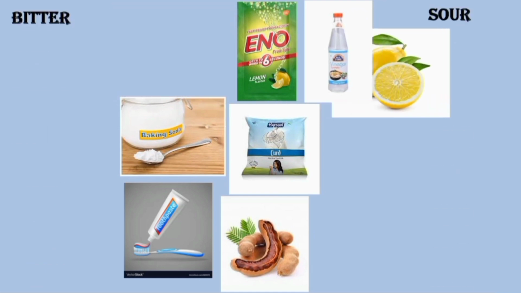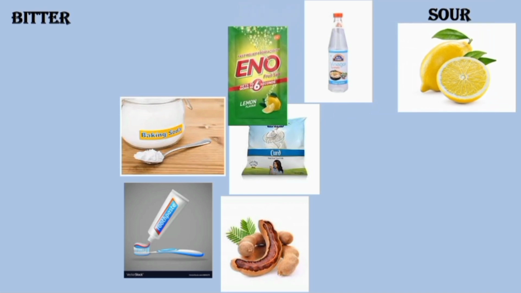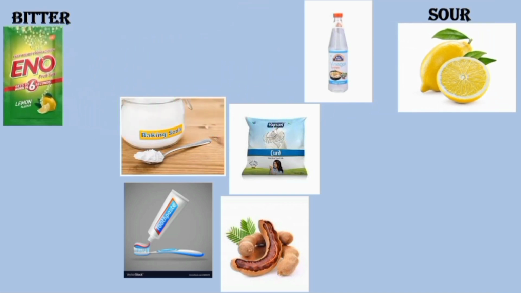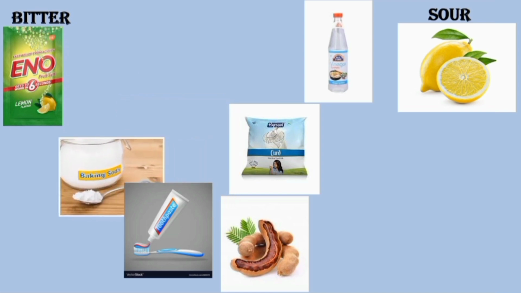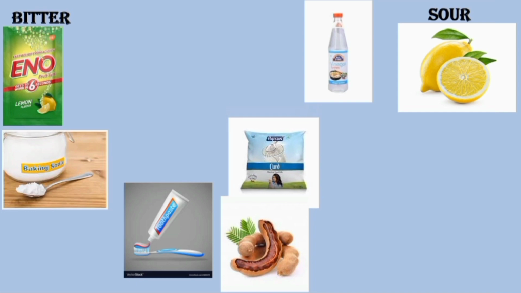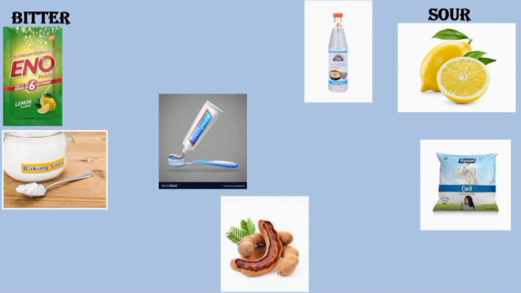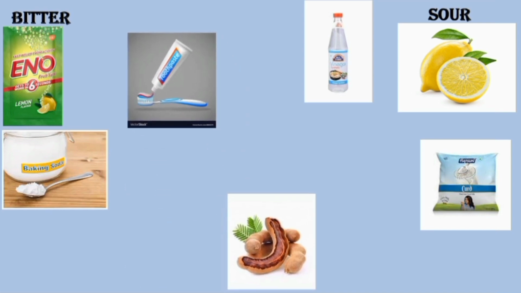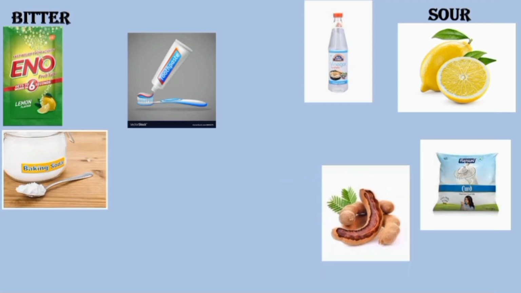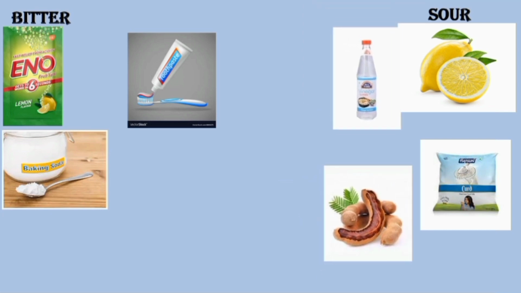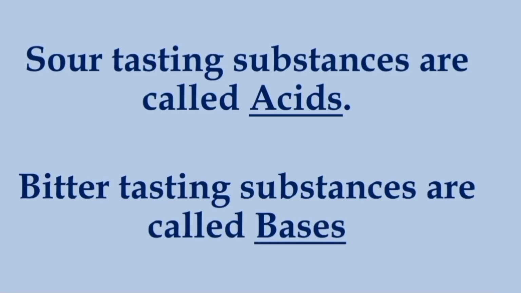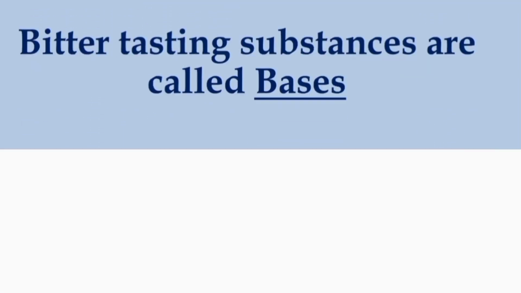Yes, we can classify them based on taste. Let's list out which of these items taste sour and which taste bitter. By this time you must have classified the sour tasting substances as lemon, curd, tamarind and vinegar. Likewise, bitter tasting substances as Eno, toothpaste and baking soda. So, students, the substances that are sour in taste are called acids. Similarly, the substances that are bitter in taste are called bases.